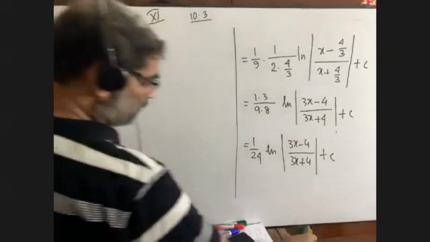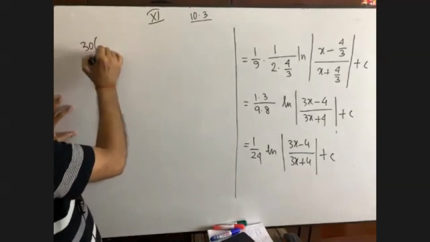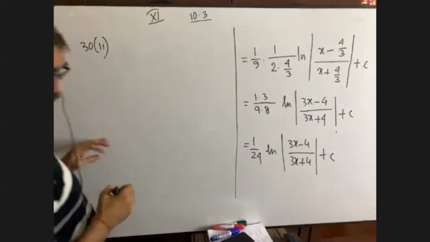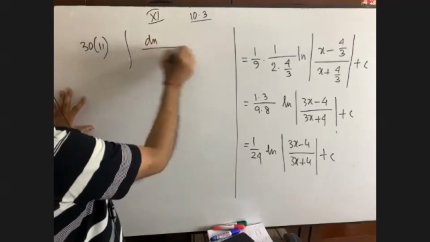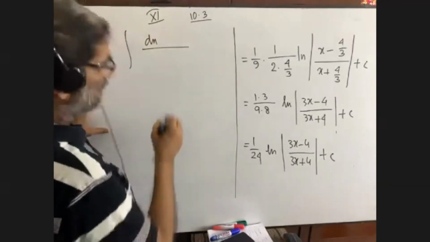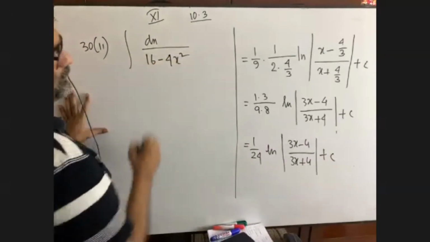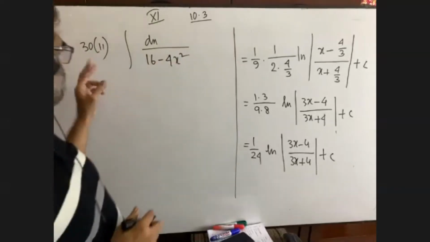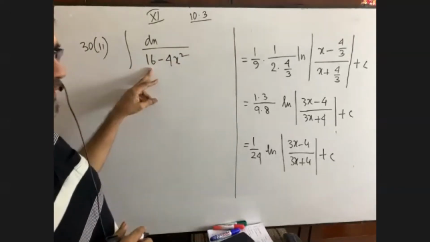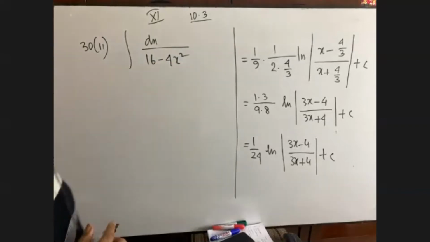You have to know the formula, nothing else. If you know the formula, then yes, it is possible to do all maths. Otherwise not. It is dx by 16 minus 4x square. What is the difference with the previous math and this math? In the previous math, x square was at first, but here x square is at last. Okay, not a matter.